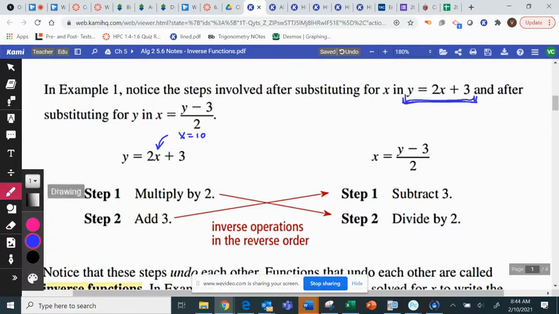So what we're doing is we're doing opposite operations, which are called inverse operations, in the reverse order. When you plug something into one side, or if you plug it in the other, you're doing inverse operations in the reverse order. Let me say that again. If you plug something into 2x plus 3, you multiply by 2, then add 3. But if we plug it into the other side, the y value, which they've already kind of rearranged, so you just plug in y right here, you're first going to subtract 3, then divide by 2.